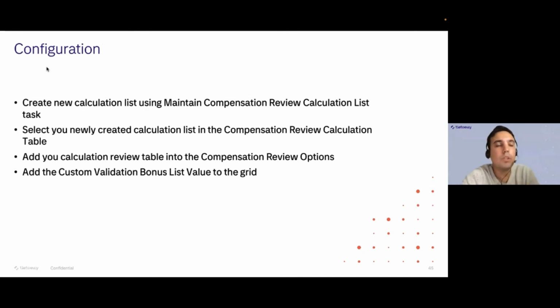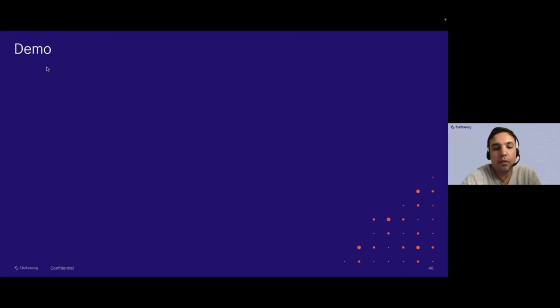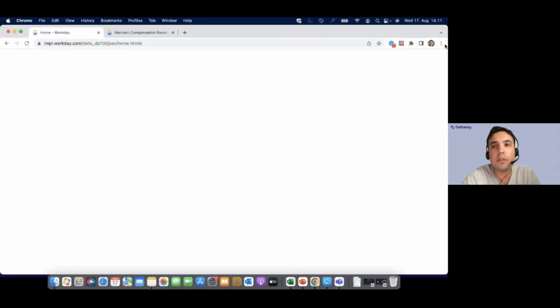So what you need to do is create a new calculation list using a new task called maintain compensation review calculation list. You select the list that you just created in the compensation review calculation table. Of course, don't forget to add this calculation table to your existing compensation review options if you want the calculation to be applied. And of course, if there is any custom validation to be added, you can add it there. So let's go for a quick demonstration.